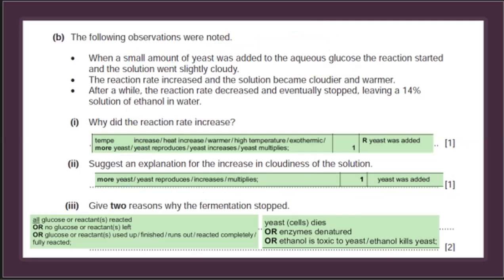Give two reasons why the fermentation stopped. Well, the fermentation could stop if the yeast cell dies and we don't have the yeast anymore. If the enzyme becomes denatured, meaning to say that the active site of the enzyme doesn't function anymore, or it loses its ability to function. Or all the glucose has reacted and there's no more glucose left to react. All these things can stop the process or make the process reach an end.